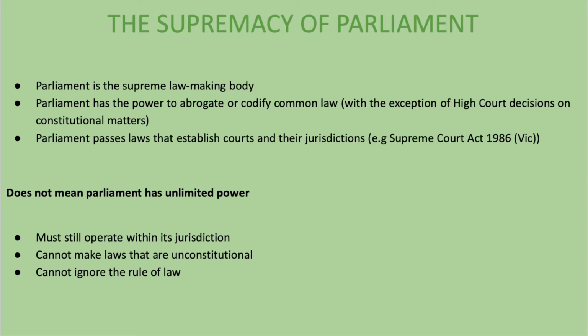Parliament is the supreme lawmaking body. Parliament has the power to abrogate or codify common law. Parliament passes laws that establish courts and their jurisdictions. This does not mean that Parliament has unlimited power. Parliament must still operate within its jurisdiction. Parliament cannot make laws that are unconstitutional, and Parliament cannot ignore the rule of law.